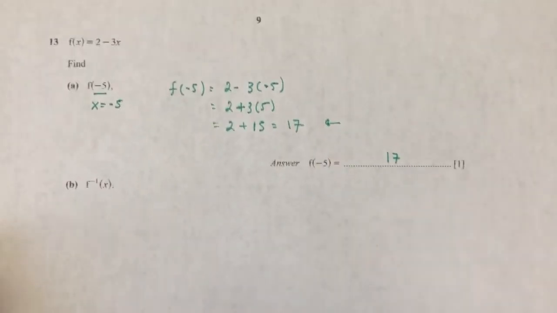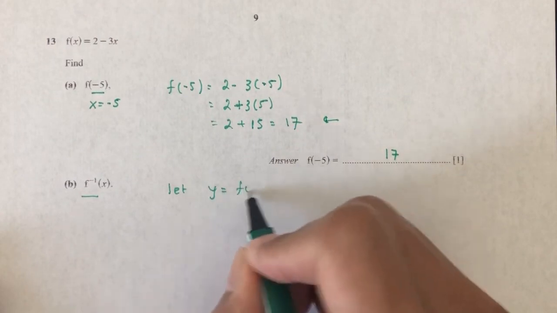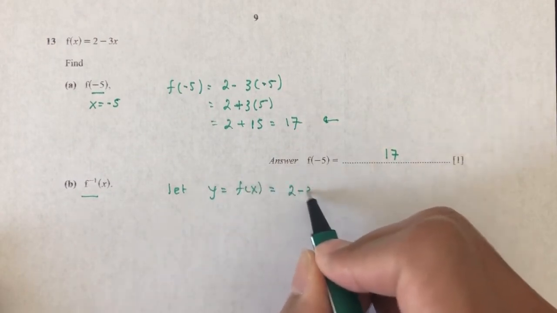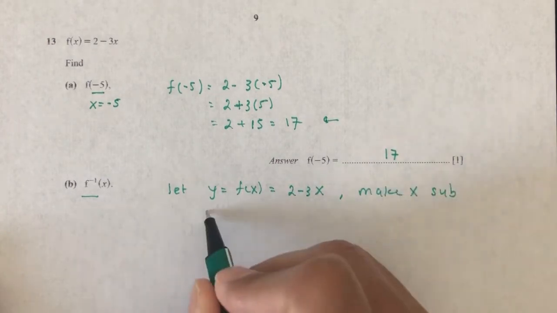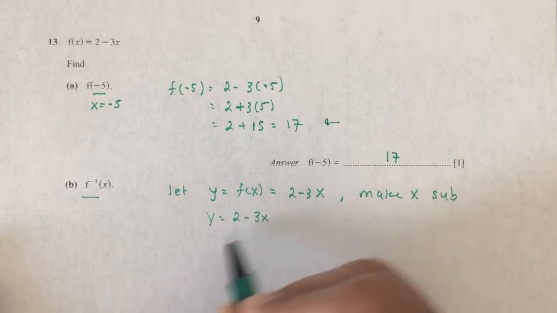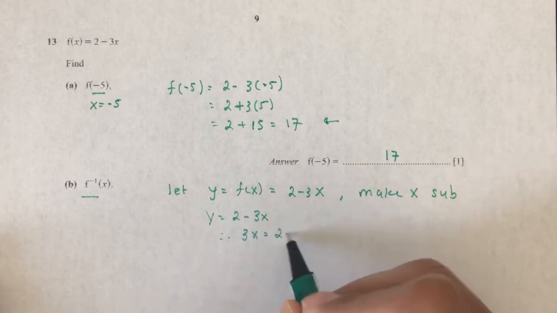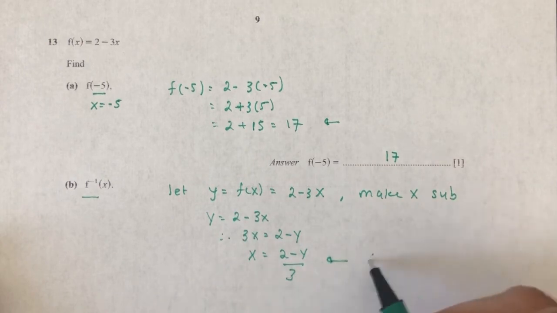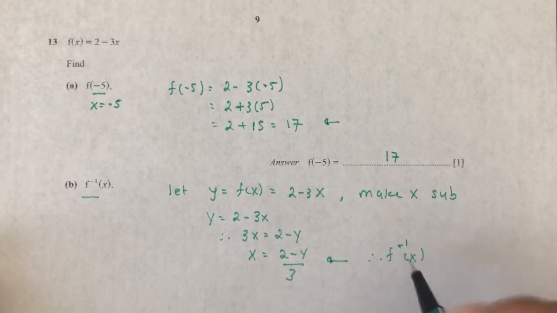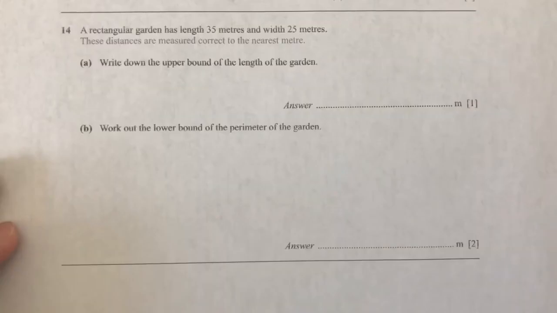So now let's find f inverse. First step, we have to let y equal to f of x, which is equal to 2 minus 3x. So now we have to make x the subject. So y equals 2 minus 3x. So 3x equals, we bring 3x here, y becomes here, 2 minus y. So x equals 2 minus y divided by 3. So the inverse function of f of x, which means we have to replace the value of y by x, will be equal to 2 minus x divided by 3. And that is your answer for part B.